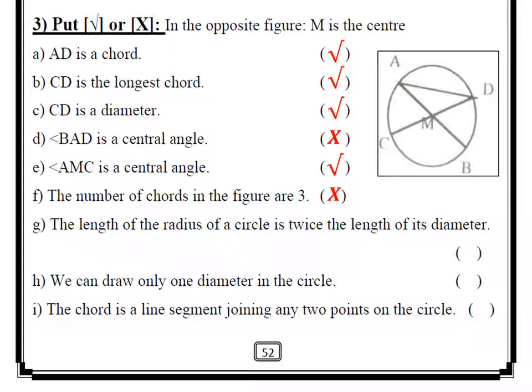The length of the radius of a circle is twice the length of the diameter. Wrong. The correction of the sentence is to say that the length of the diameter is twice the length of the radius. We can draw only one diameter in the circle. No, we have an infinite number of diameters in any circle. The chord is a line segment joining any 2 points on the circle. Yes, but it is a line segment joining 2 points not passing through the center. If it passes through the center, we call it the longest chord, which is the diameter.